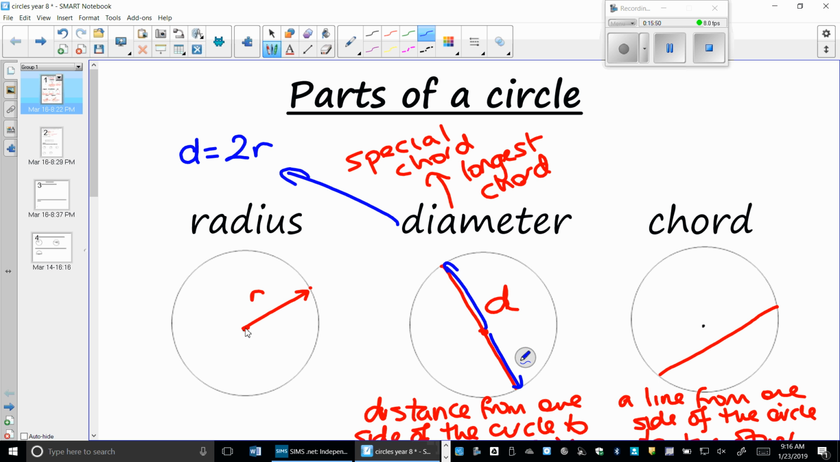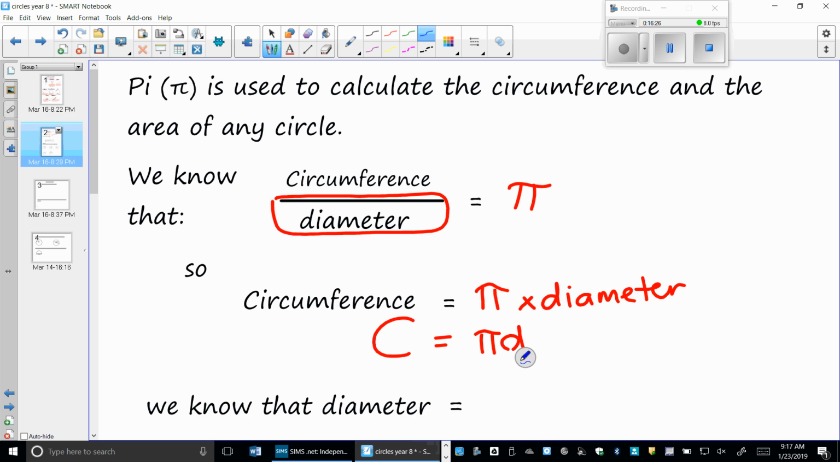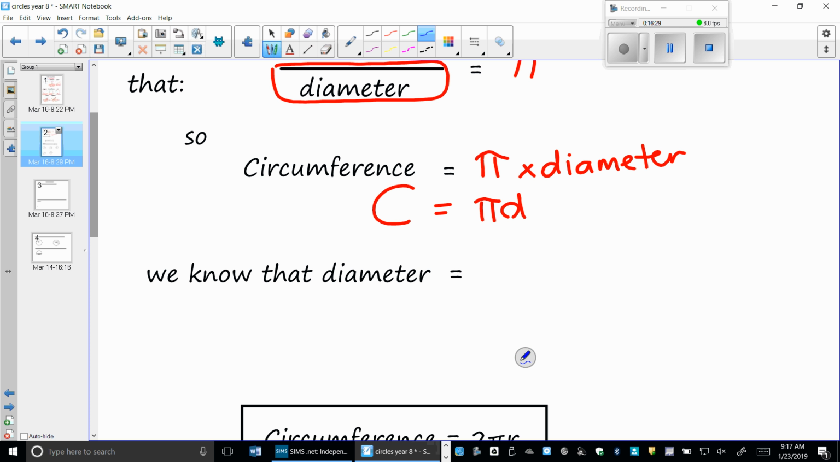So if we're trying to find the radius and we have the diameter, what would I do to it? Divide it by 2, yes? So if I knew that the diameter was 10 and I needed to know the radius, it would be half of 10, which is 5. I just made that up. If the diameter was 20, the radius would be... They'll just give you a number. So here, we know that the diameter is equal to 2 lots of the radius.